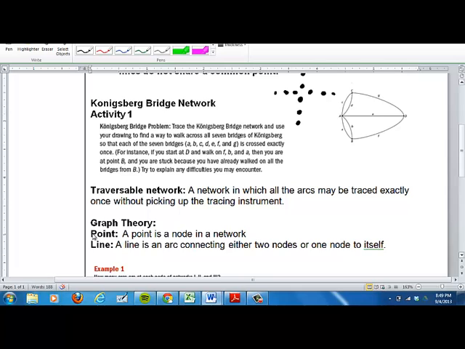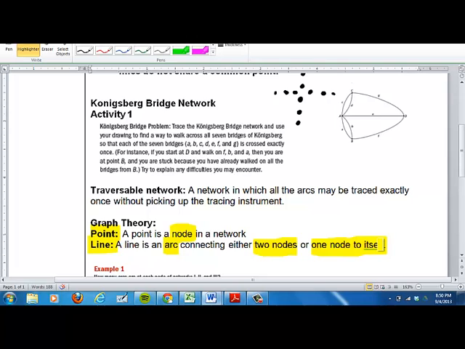A network consists of nodes, which are points in graph theory, and arcs, which are lines in graph theory. I have the description right here of points and lines for graph theory. You'll notice that a point is a node, and a line is an arc. The key to the arc is that it connects two nodes or one node to itself. So we do not have points or nodes in the middle of arcs. Nodes will always be endpoints.